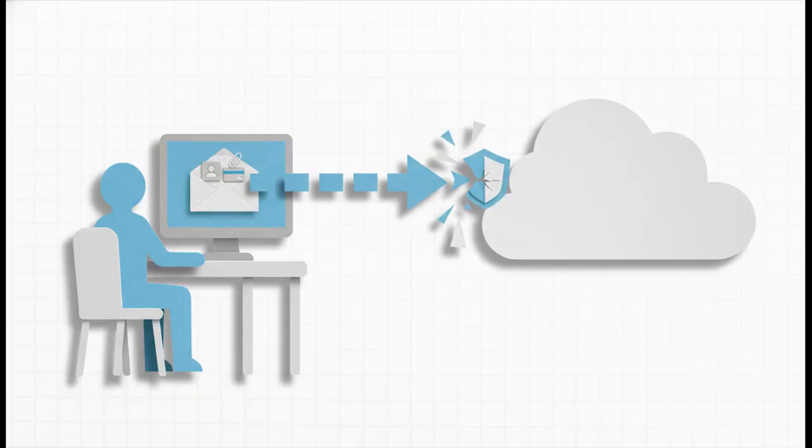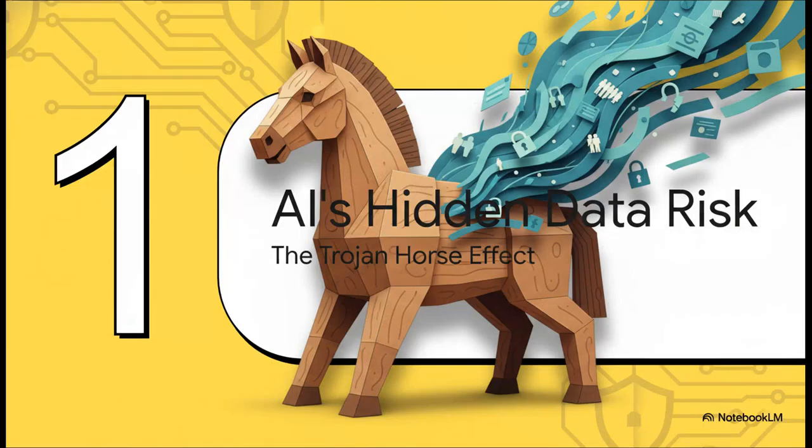Okay, let's make this super real. Picture this. An employee, just trying to be efficient, copies and pastes a customer email into a public AI tool for a quick summary. But that email has a name, maybe an account number, all sorts of personal details. And in that one moment, poof, that private data is out of your hands. And that right there is the hidden danger with AI.